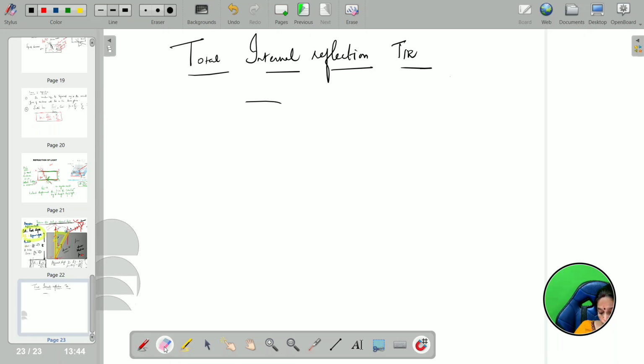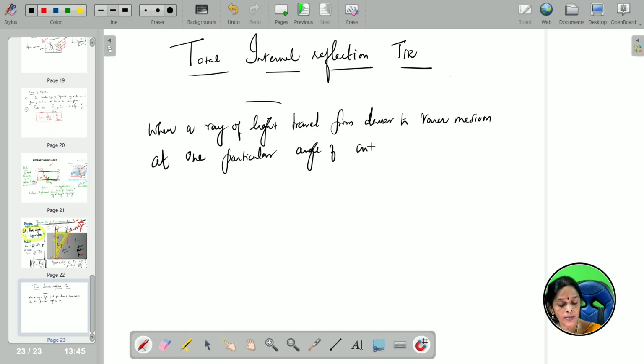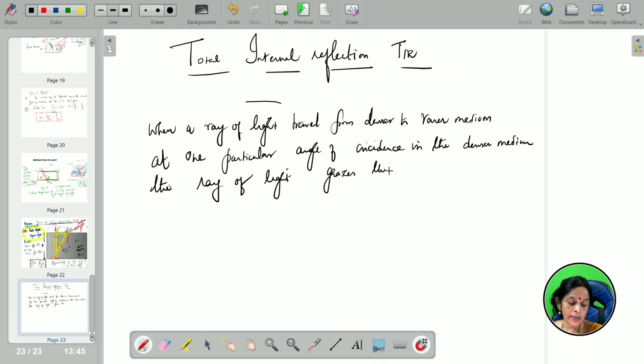So total internal reflection, I am going to see now. When a ray of light travels from a denser medium to a rarer medium, at one particular angle of incidence in the denser medium, the ray of light grazes the interface without undergoing refraction.